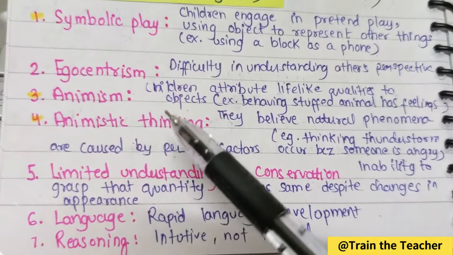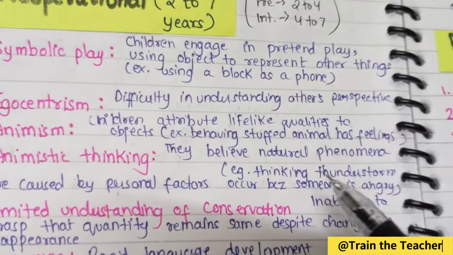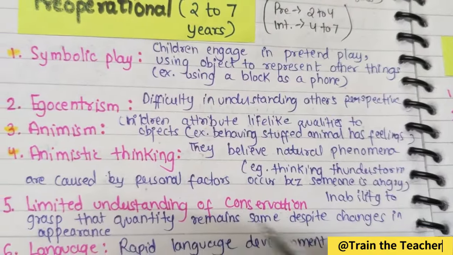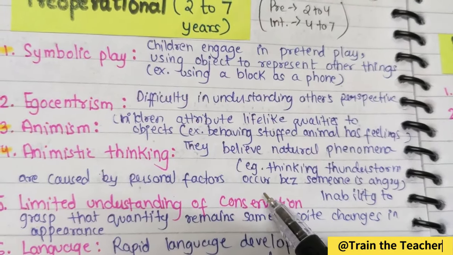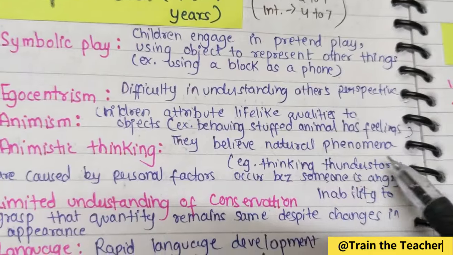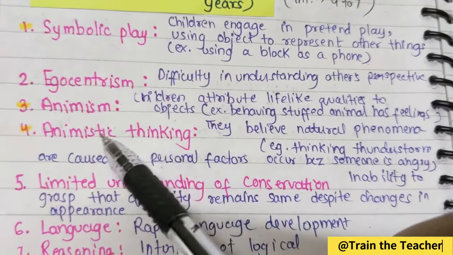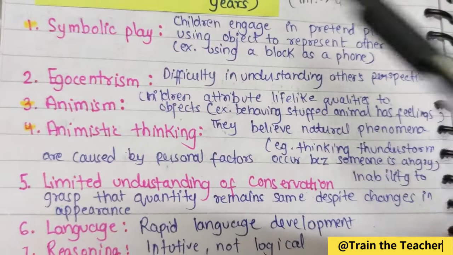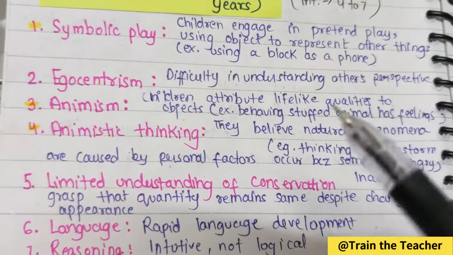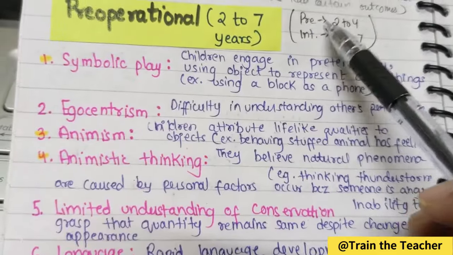So it's like that. Animistic thinking, they believe that natural phenomena are caused by personal factors. Okay, for an example, thinking thunderstorm occurs because someone is angry. Okay, so this is animistic thinking. Pretend play, animism, animistic thinking, everything is in preconceptual one.